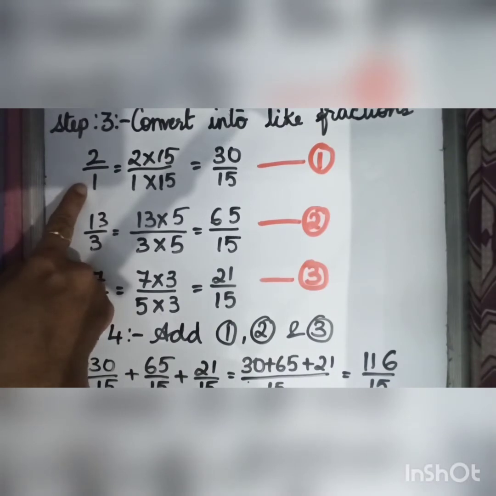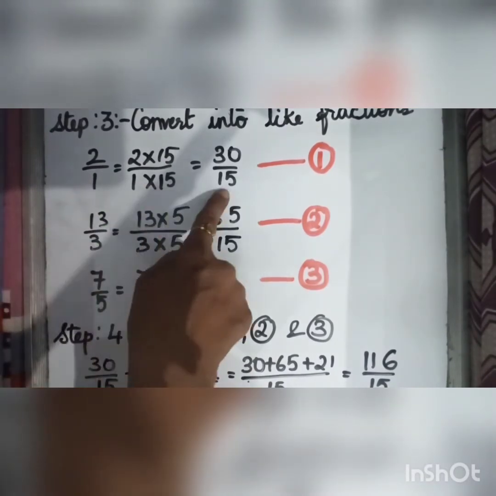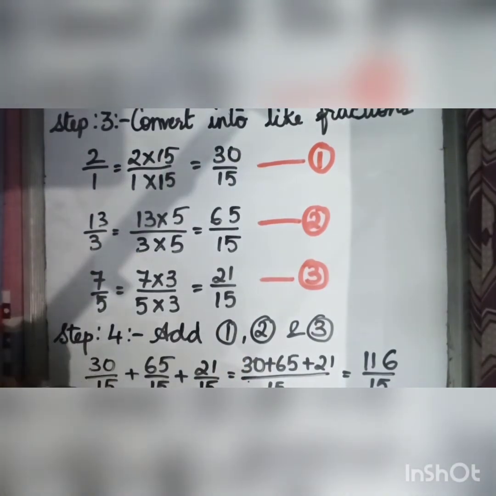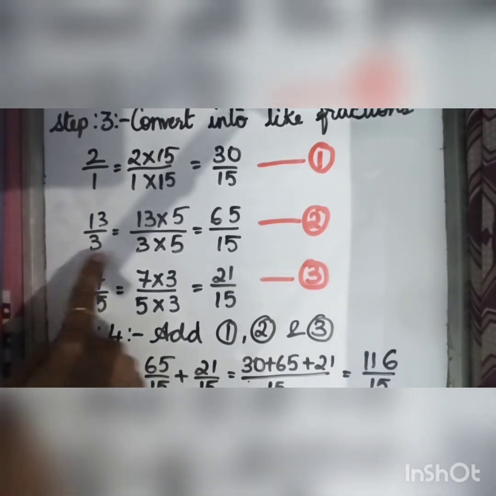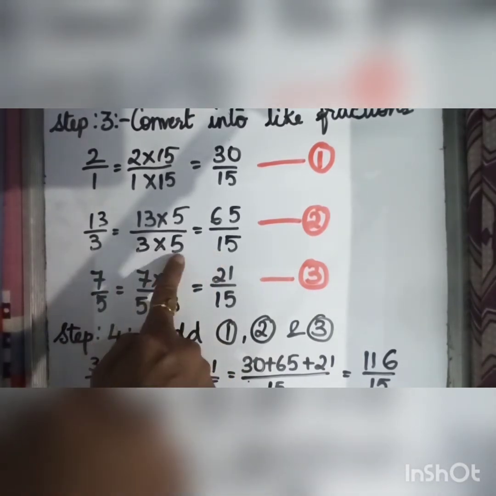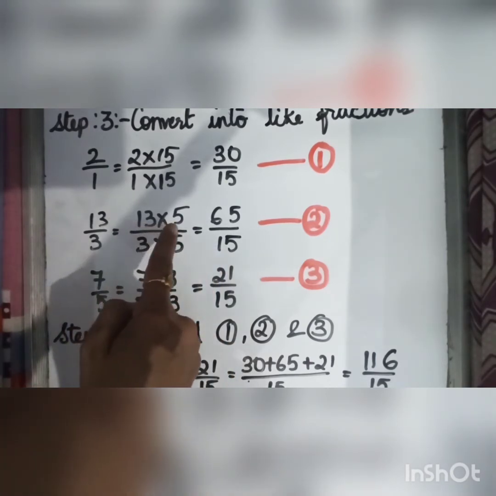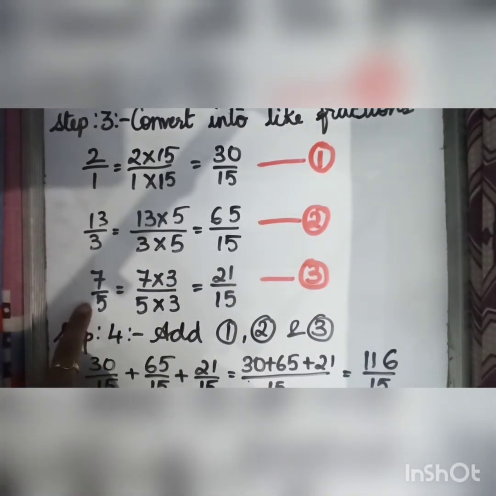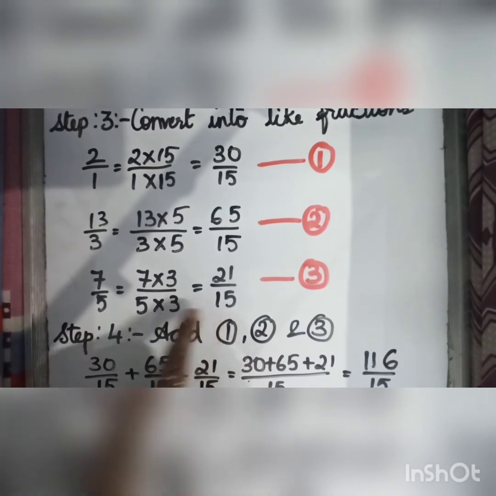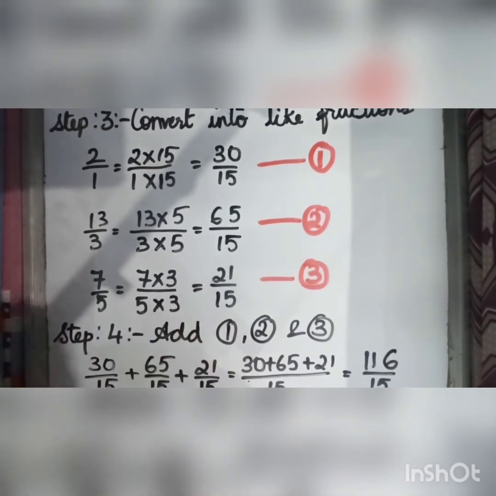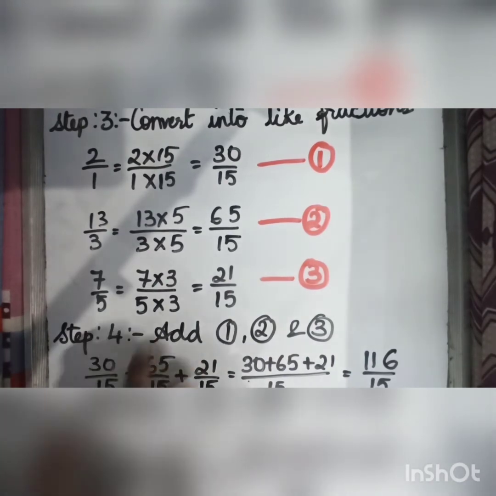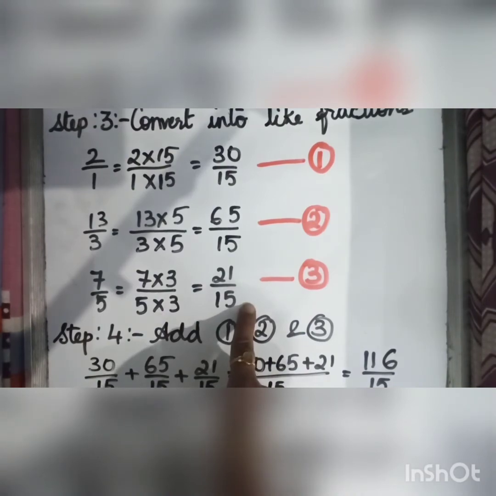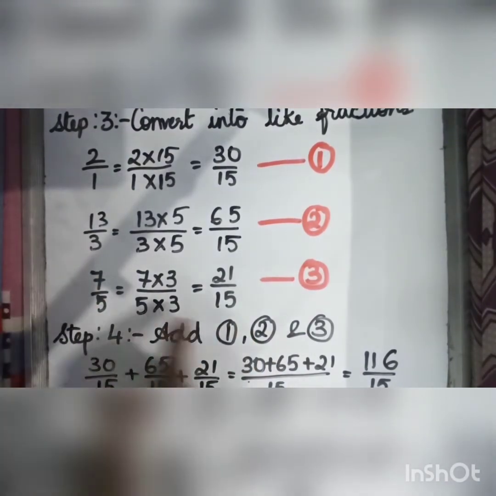2 by 1. 1 into what is 15? 1 into 15 is 15. So the numerator also should be multiplied by 15. 2 15s are 30. First fraction. 13 by 3. 3 to be converted into 15. 3 into 5 is 15, numerator also multiplied by 5. That is 13 into 5, 65. 7 by 5. 5 to be converted into 15, so multiply by 3. Multiply the denominator and numerator by the same number, 3. 21 by 15. These are your like fractions. You have converted the unlike fractions into like fractions.